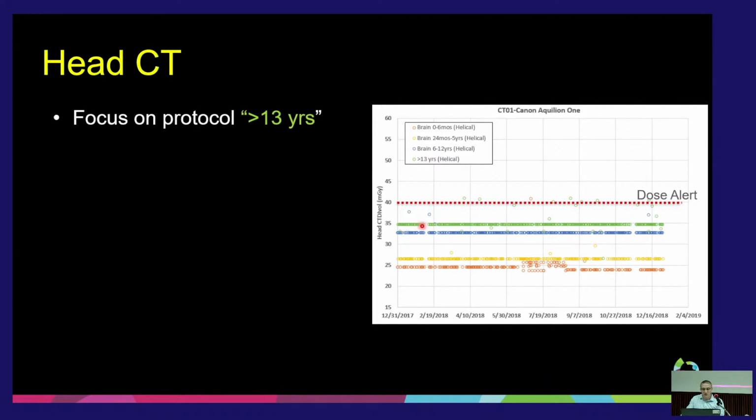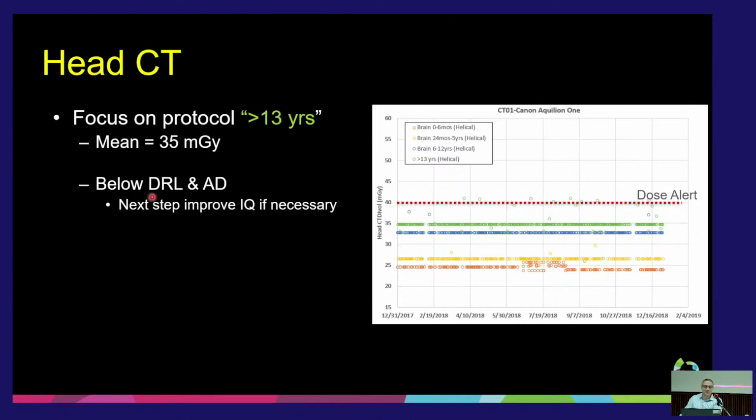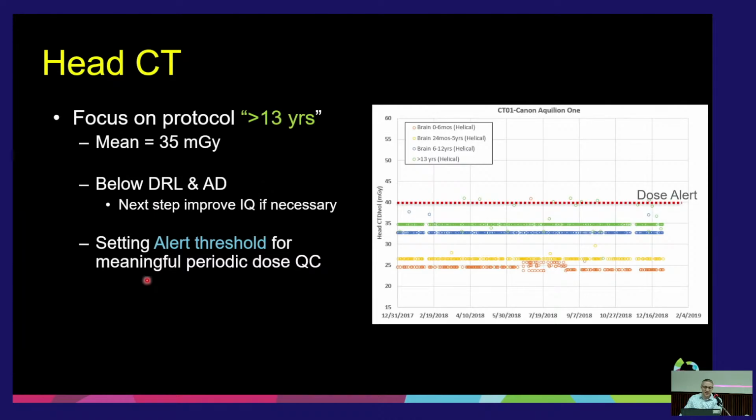Here you can see along this green line, this is our protocol for greater than 13 years old. It's basically always there, but you see all of these random dots here and there. Every so often something happens and the dose is different. It's just not expected. So you need to set a dose alert that will capture a certain percentage of these randomly weird events so that you have some way to start investigating them. You can look at the mean, and that's 35, because the vast majority of everything is operating as it should be.